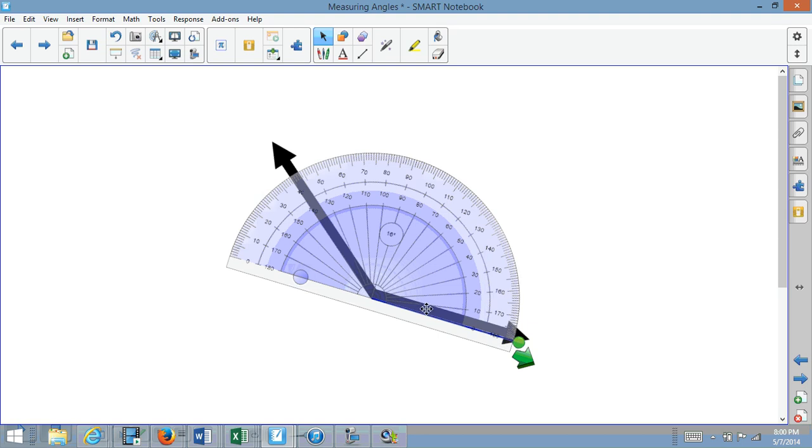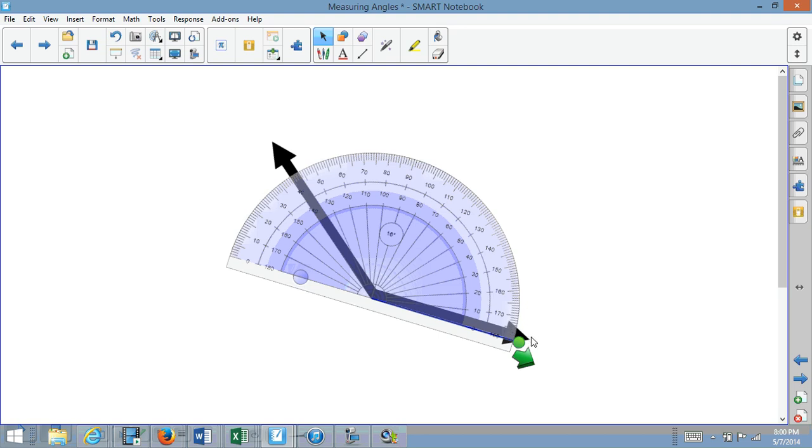So now all we have to do is go up from 0, read it from the bottom, and go over to where the other line is, and it's over there. Looks about a little less than 140, about 137, 138. So it's right about there.